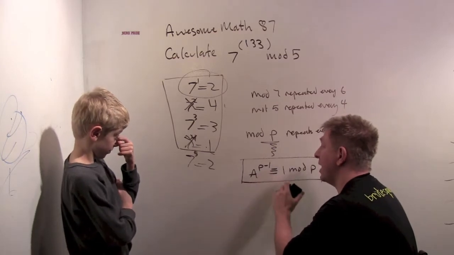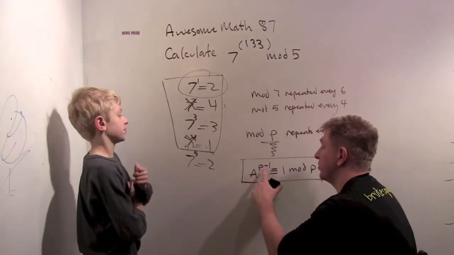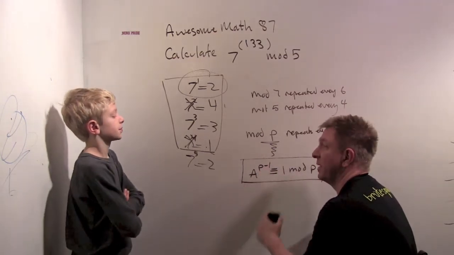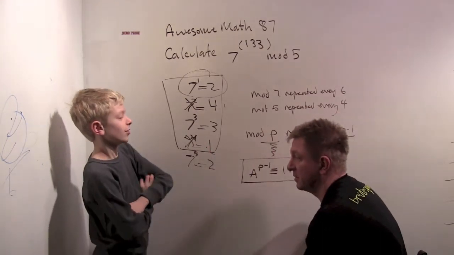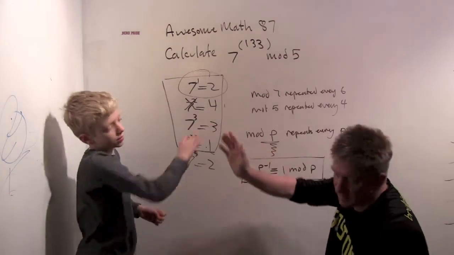But, so for a prime, an integer to the prime minus 1 is always congruent to 1 mod that prime. And we saw that here, and then we saw it with mod 7 in the practice problem we did. Cool. That's neat. This is a neat subject.